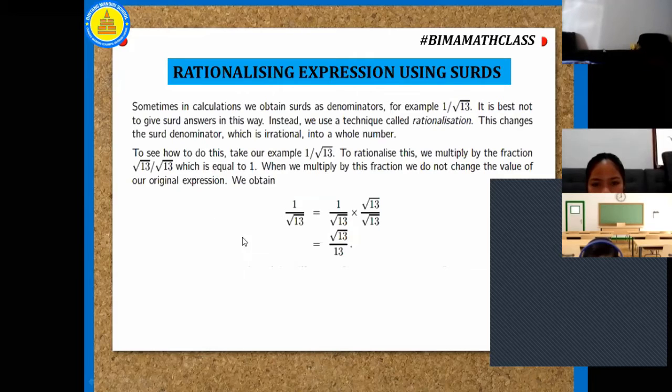But this is one example of the expressions, an expression that contains surds. Do you understand about this? Let's continue. All right, to find more. Okay, 3, 2, 1, let's go.